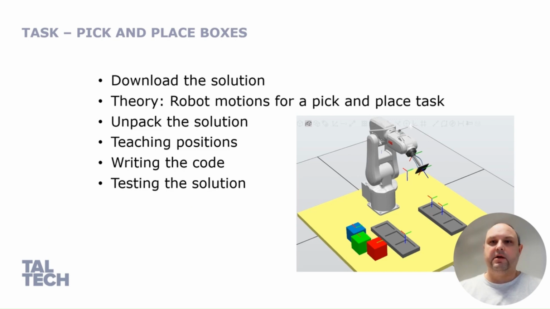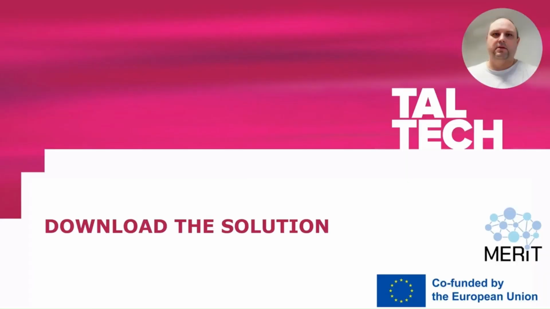Then we cover a theoretical part about the pick and place task in general. Then we show you how to unpack ready-made solutions in ABB RobotStudio. Then we show you how to teach positions with different options. And then we write the code for the pick and place task by using different functions additionally. And in the end, we show you a ready-made working solution in RobotStudio.